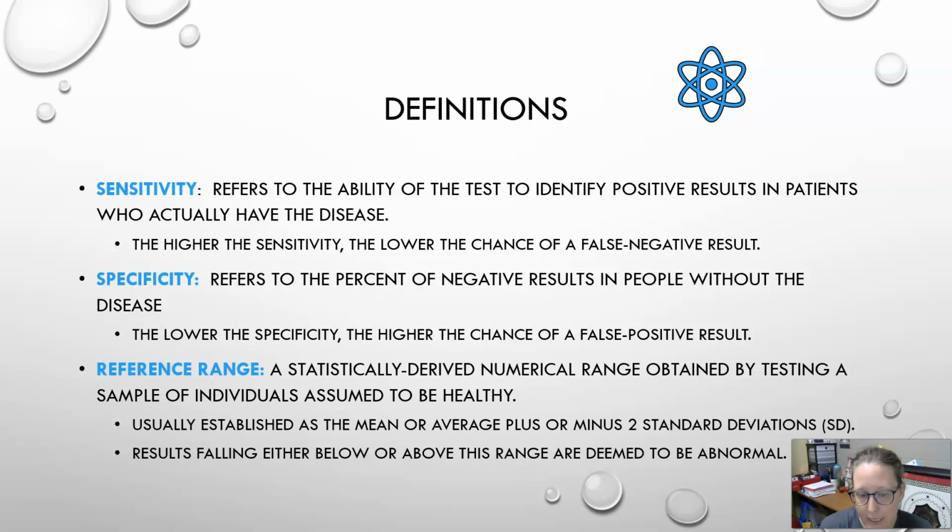A reference range is a statistically derived numerical range that has been obtained by testing a sample of individuals that are assumed to be healthy, usually healthy adults. It is usually established as the mean of all of those samples, or the average, plus or minus 2 standard deviations, which gives it a 95% confidence interval around that mean, meaning 95% of healthy individuals should fall within this reference range. We use that to interpret numerical results, and results that fall below or above this reference range would be deemed abnormal and could be indicative of disease.